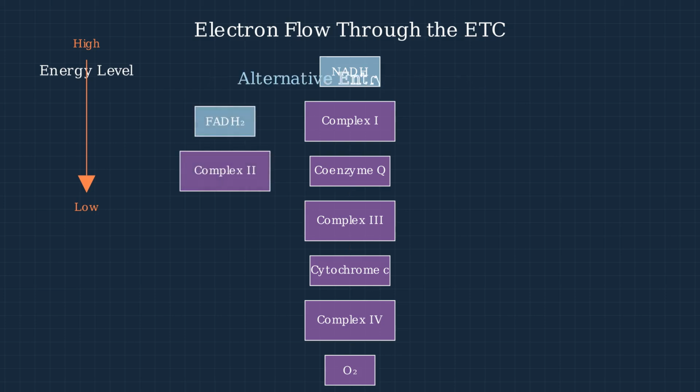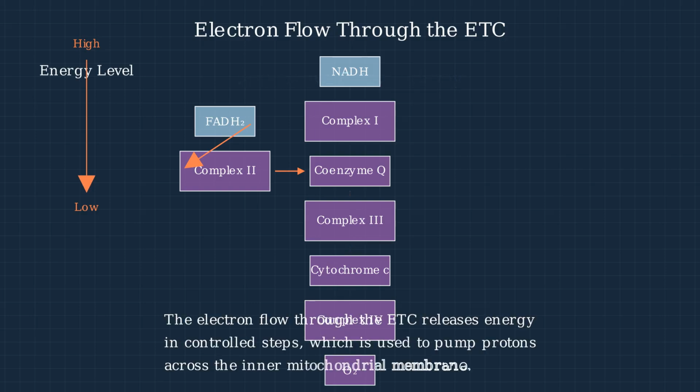There's also an alternative entry point for electrons from FADH2, which enter at complex 2, succinate dehydrogenase. These electrons then flow to coenzyme Q, after which they follow the same path as electrons from NADH. Throughout this process, energy is released gradually in controlled steps. This stepwise energy release allows for efficient energy capture, which is used to pump protons across the inner mitochondrial membrane.